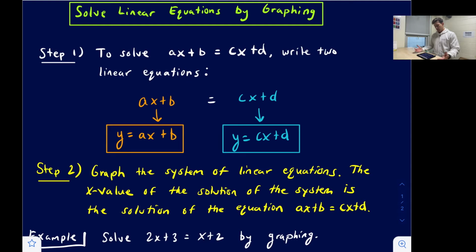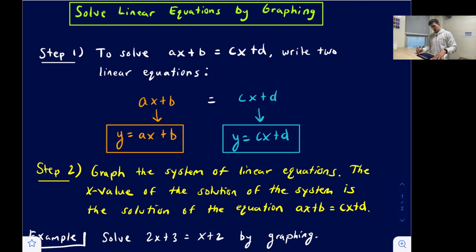Once we have those y equals equations, we're going to graph the system of linear equations, and there's going to be an intersection. If there's not an intersection, then there's no solution. If we graph the two lines and they're the same line, then it's infinitely many solutions. If you want to review how to solve systems of equations by graphing, look up in the top right-hand corner right now, and I'll post a link to that video.